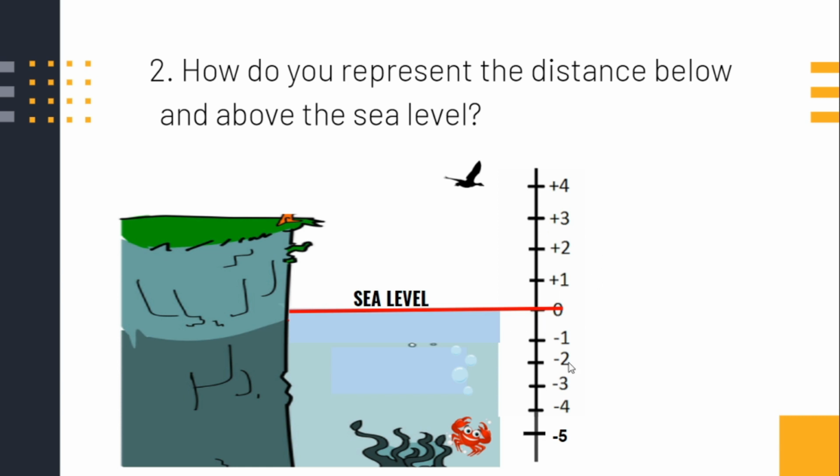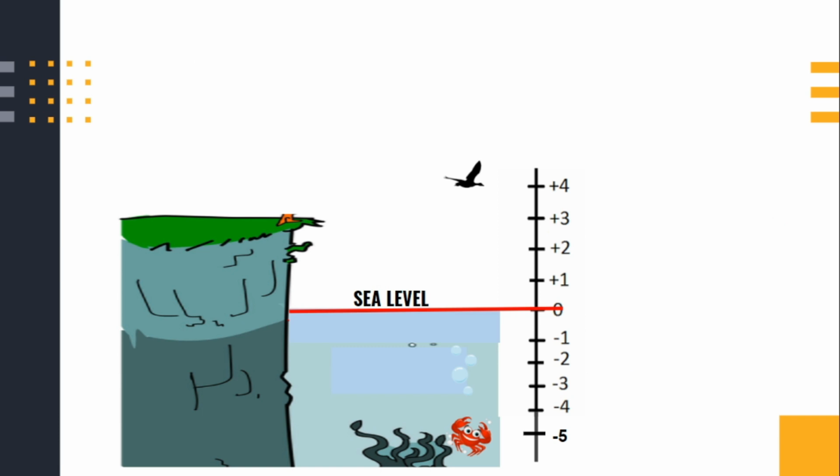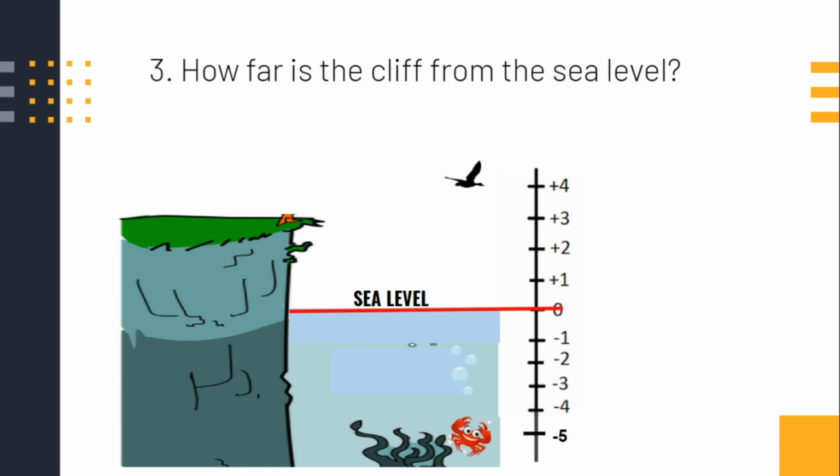Correct? Yung mga units natin is just the same. But ano yung nire-represent natin for below and above sea level po? So, yung mga below, meron tayong negative numbers dyan sa baba. And then, we have positive numbers sa taas. Okay? Number 3 is, how far is the cliff from the sea level? Gano'n daw kalayo yung cliff natin from the sea level? Ito si sea level at ito naman si ating cliff. Ayan, ang ating cliff.